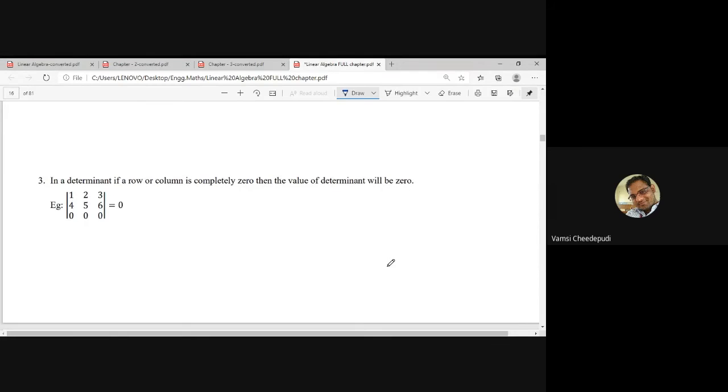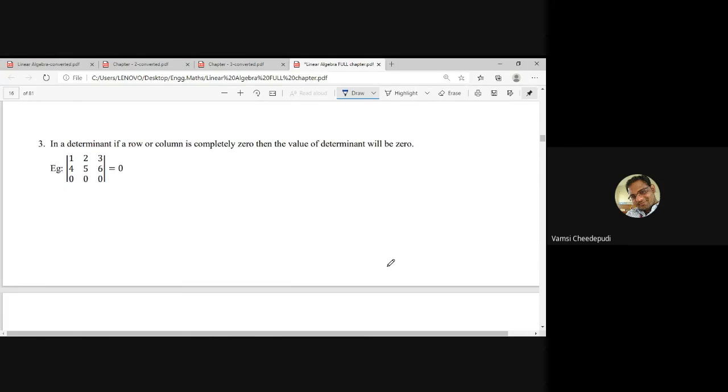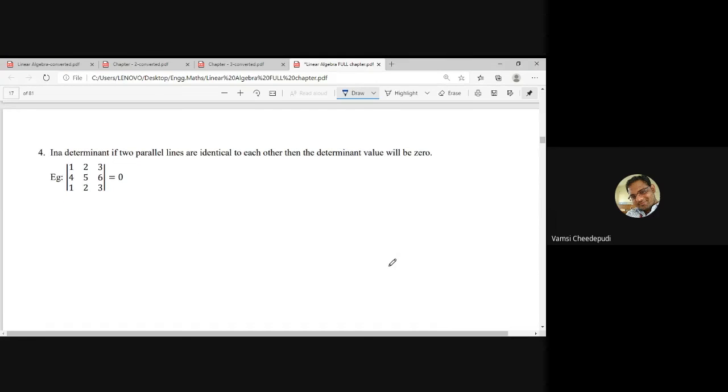Okay, the third property: in a determinant, if a row or column is completely zero, if any line is completely zero, then the determinant will be zero. And in a determinant, if two parallel lines are identical, not only identical, they may be proportional also, anyway, then the determinant is zero. If you observe this, the first row is the same as the last row, then that is zero.